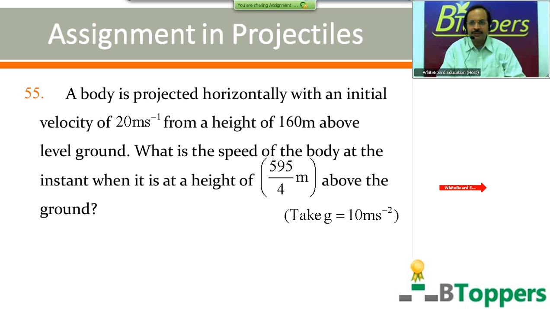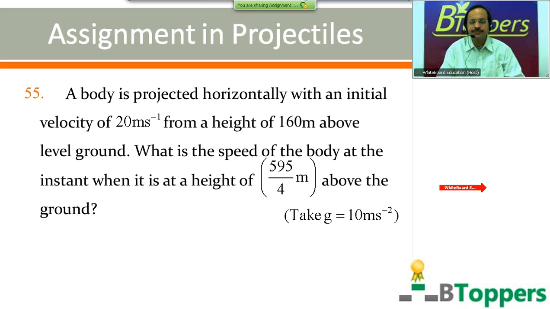So now I am going to discuss the solutions for the remaining 6 questions in this assignment, starting from 55 up to question number 60. After that, I would like to also discuss one case, that is oblique projection from a certain height above the ground. Look at question number 55, which is shown on the screen.